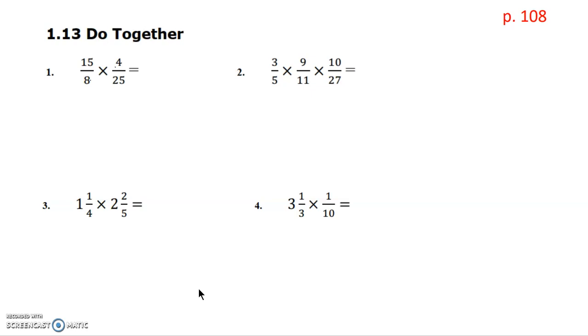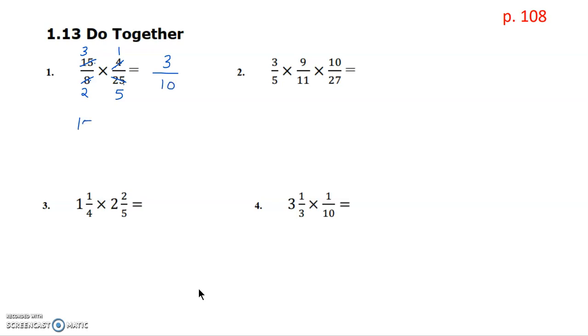So we have 8 and 4. They're both divisible by 4. Divide by 4. Divide by 4. And then 15 and 25 are both divisible by 5. 15 divided by 5 is 3, and 25 divided by 5 is 5. Now we can multiply our numerators. 3 times 1 is 3, and our denominators, 2 times 5 is 10.